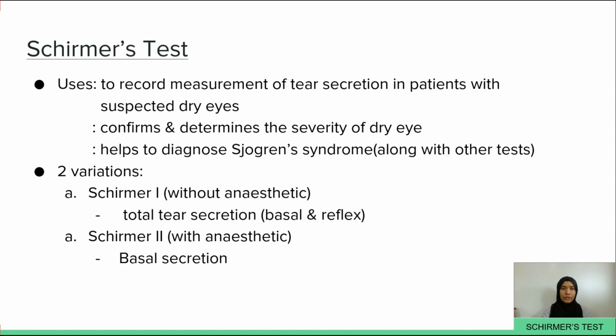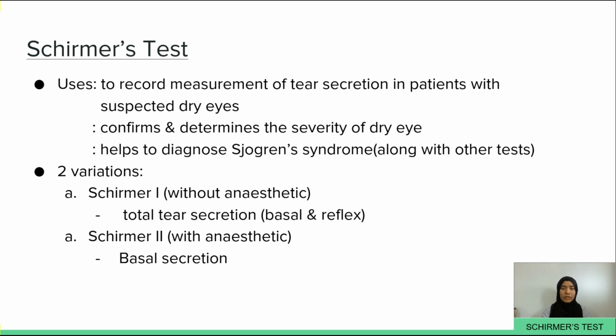So moving on to the next test, which is the Schirmer's test. The use of the Schirmer's test is to record measurement of tear secretion in patients with suspected dry eyes. It confirms and determines the severity of dry eye, and along with other tests, it helps to diagnose Sjogren's syndrome.